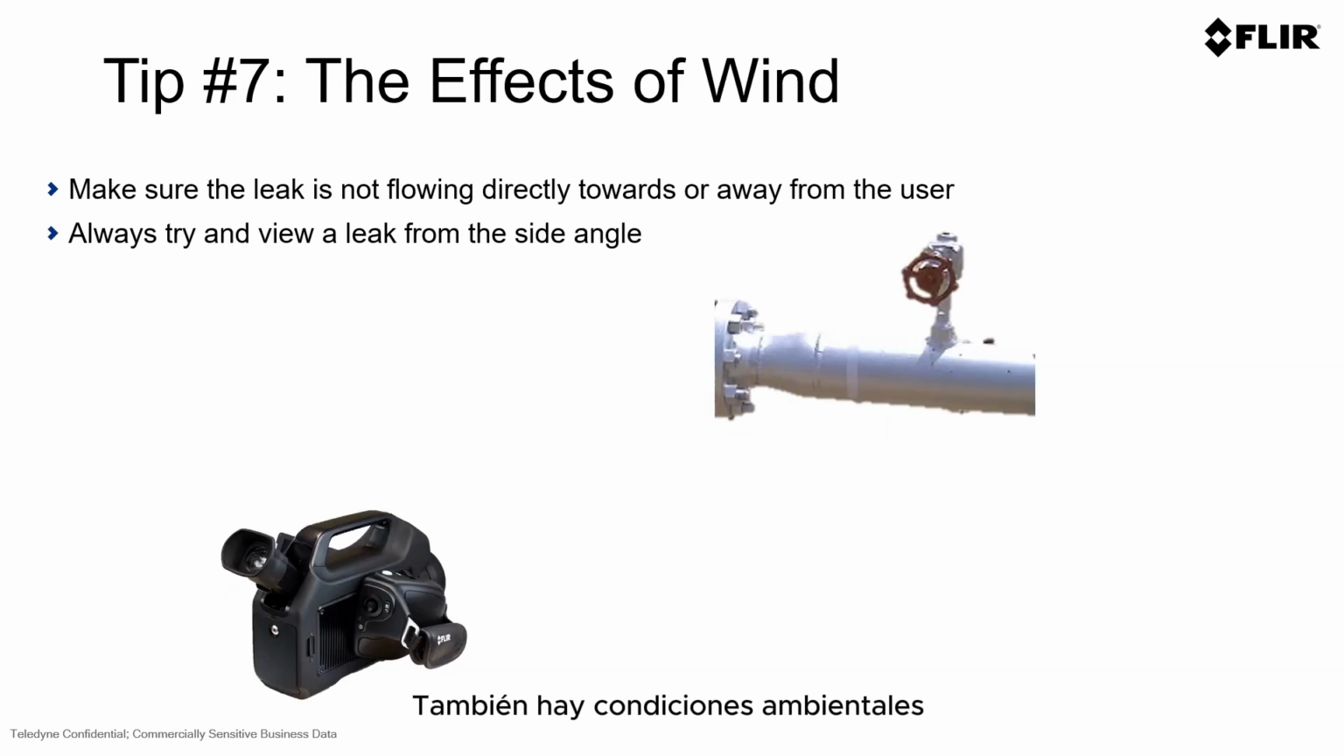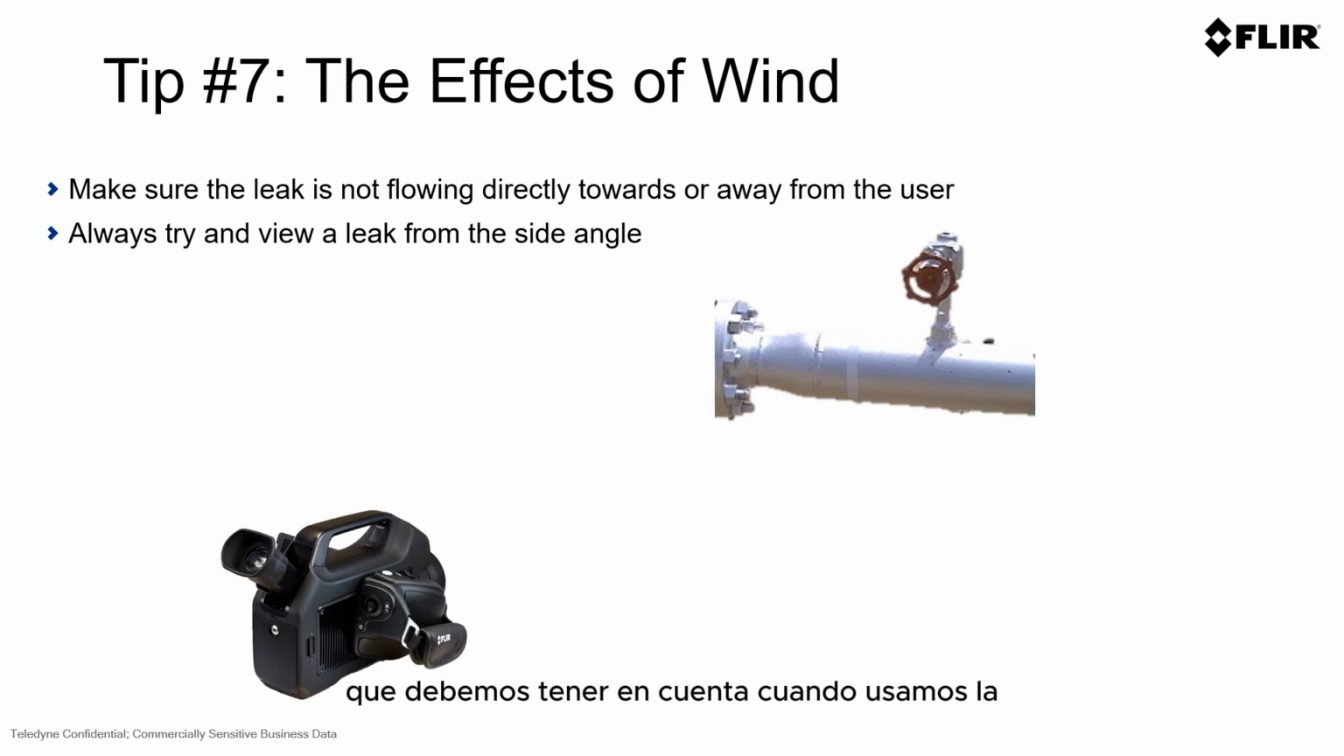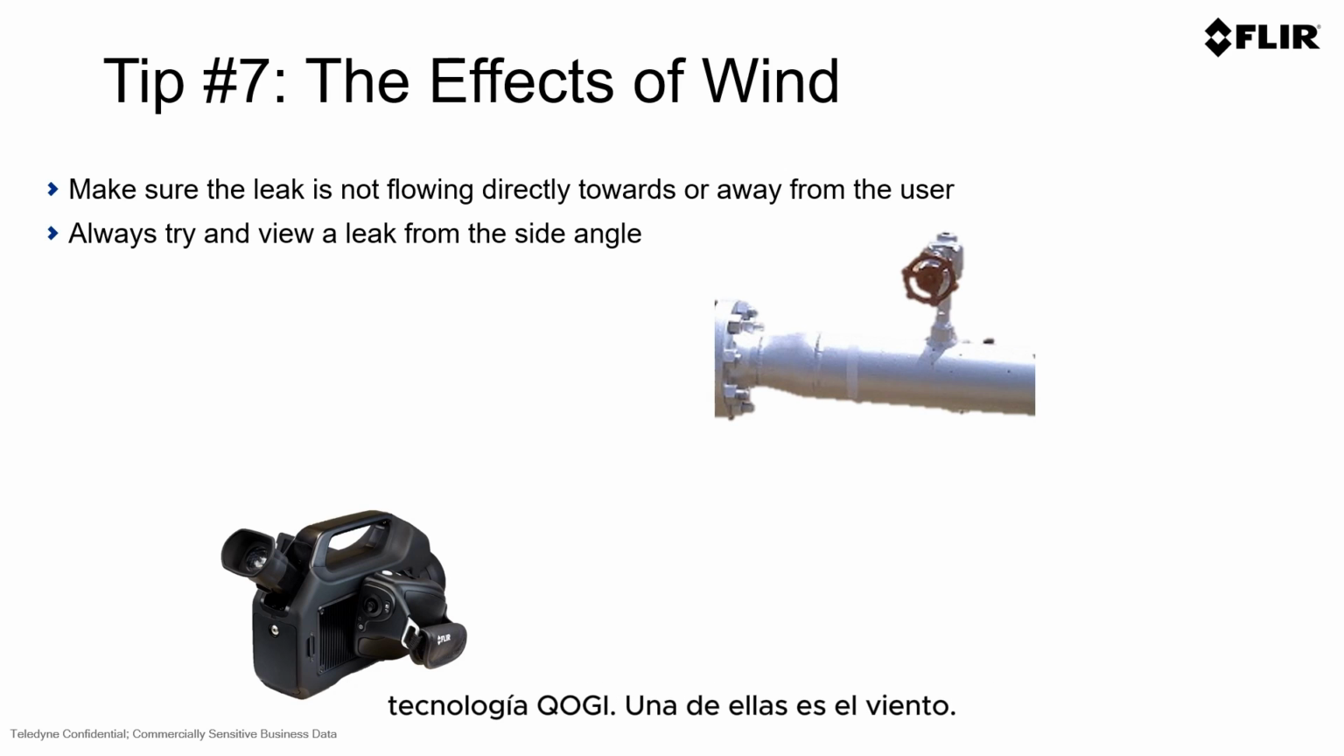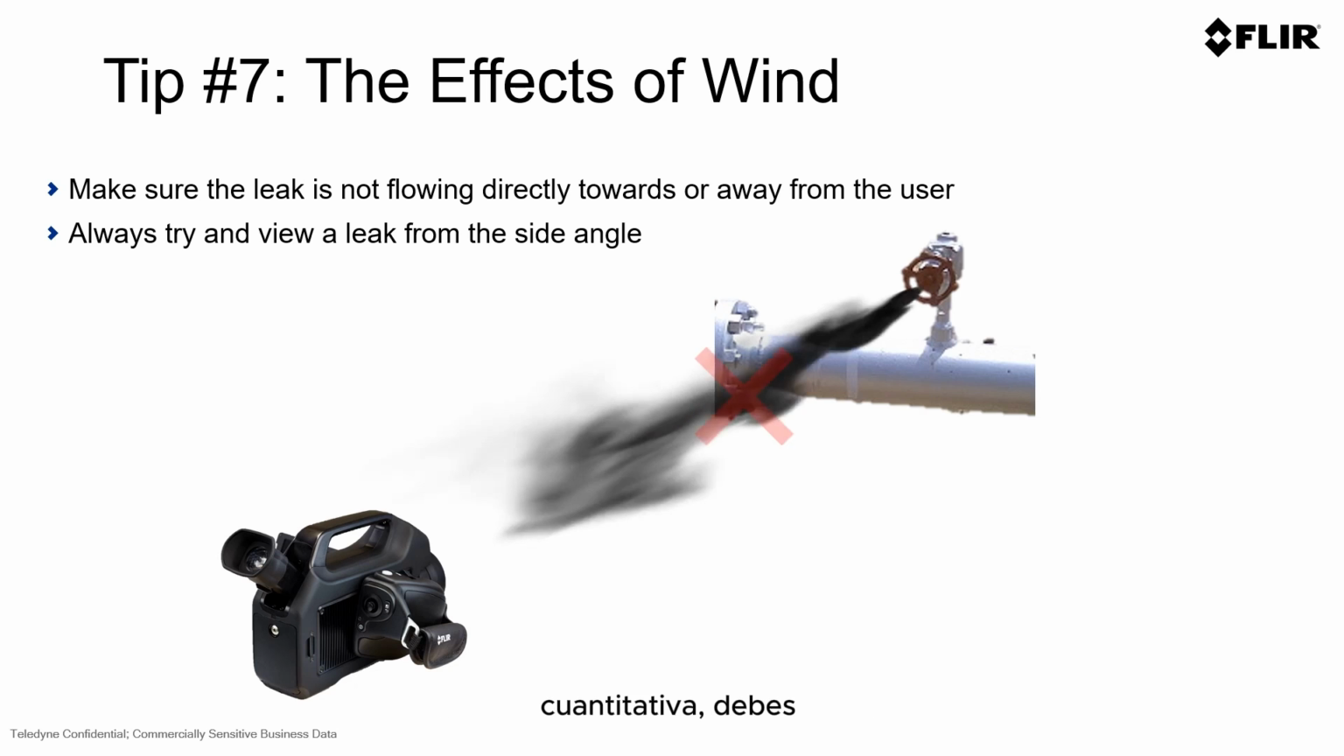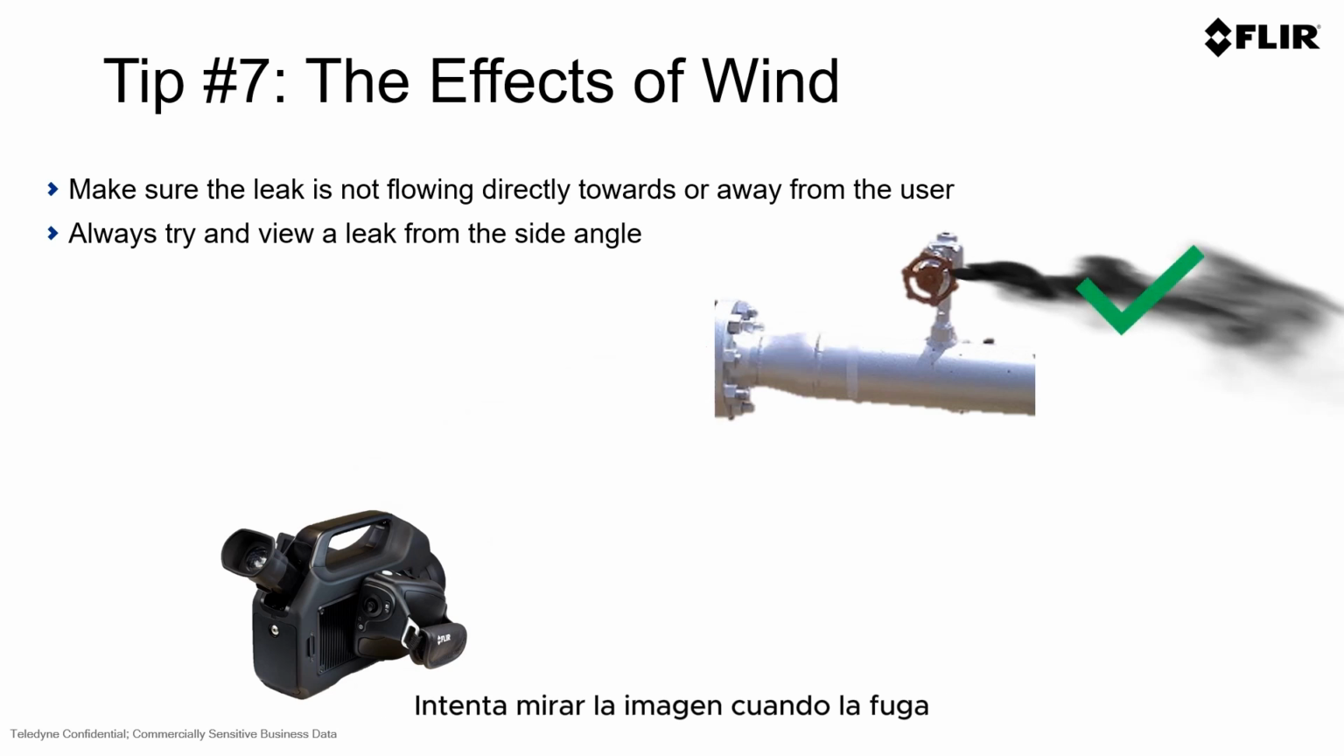There are also environmental conditions to take into account when using QOGI technology. One of those is the wind. When you're using your OGI camera, in particular for quantitative optical gas imaging, you want to ensure that you don't look at the image when the leak is either moving directly towards or away from the user. Try to look at the image when the leak is moving perpendicular or to the side of where the user is facing the leak or the component that is leaking from.